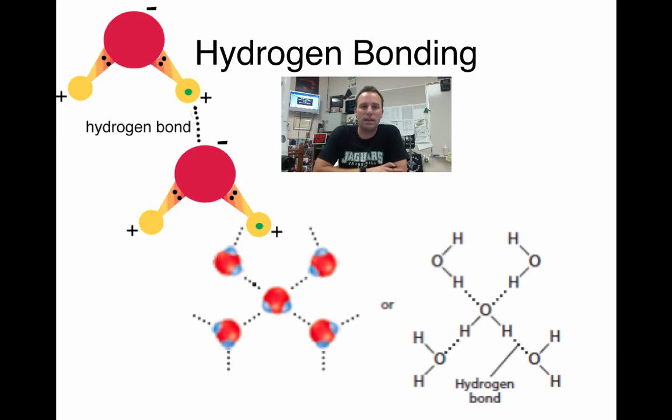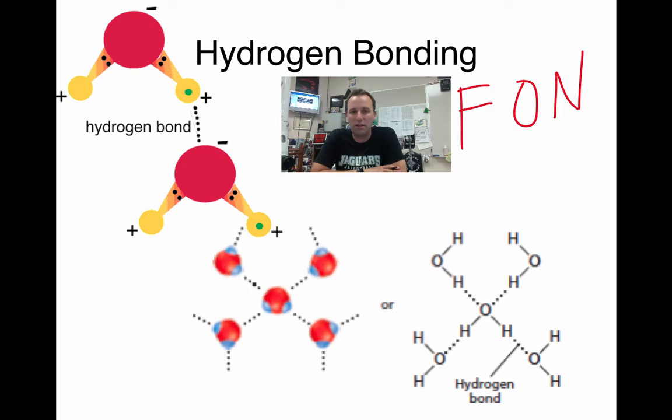So here's an example of hydrogen bonding. We have a water molecule, so hydrogen is bonded to oxygen. That's one of our options. Remember, our options are fluorine, oxygen, or nitrogen. If you have hydrogen bonded to one of those, then you're going to have hydrogen bonding, which is the same idea as all the other ones.